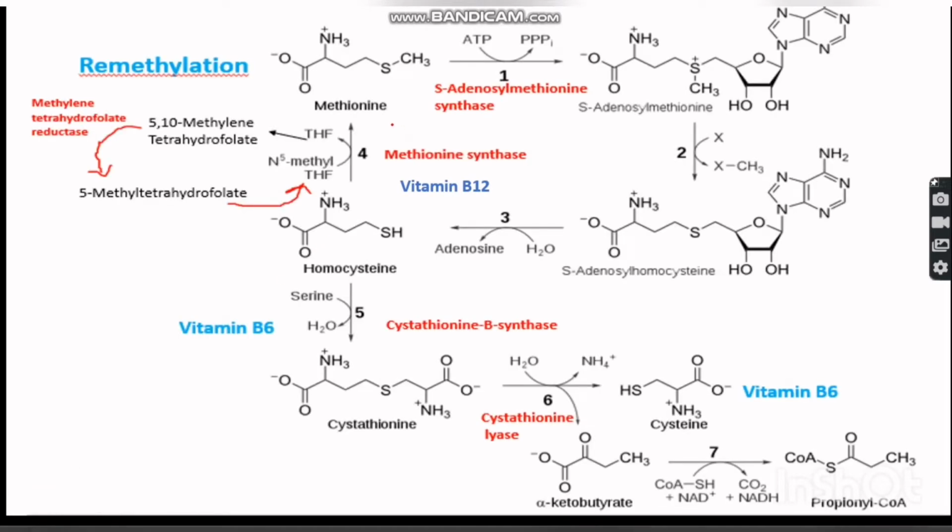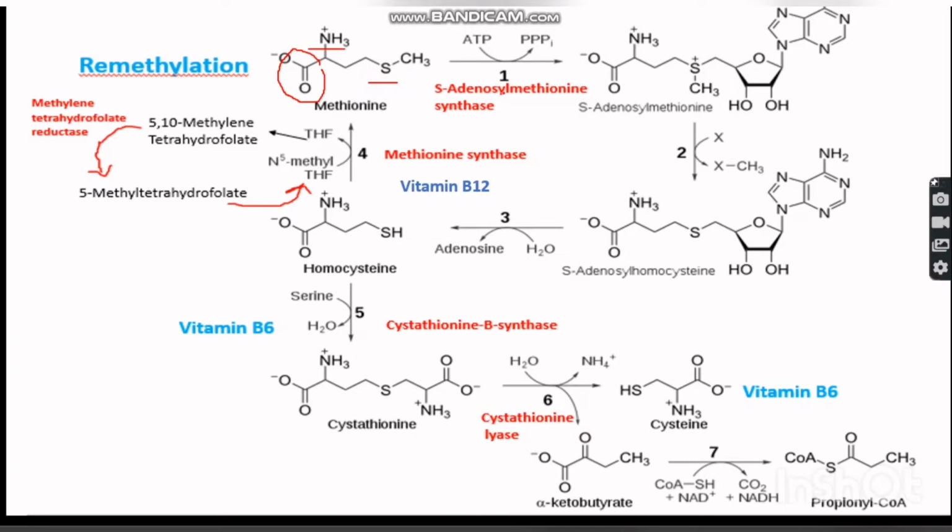So this is the normal pathway. This is the whole pathway that shows how methionine is converted into homocysteine, how homocysteine produces cysteine, and how homocysteine converts again into methionine. So this is the whole normal pathway. It starts with methionine. As I have told you, this is the structure of methionine, with the amino group, the carboxylic group, and the side chain containing a sulfur atom.